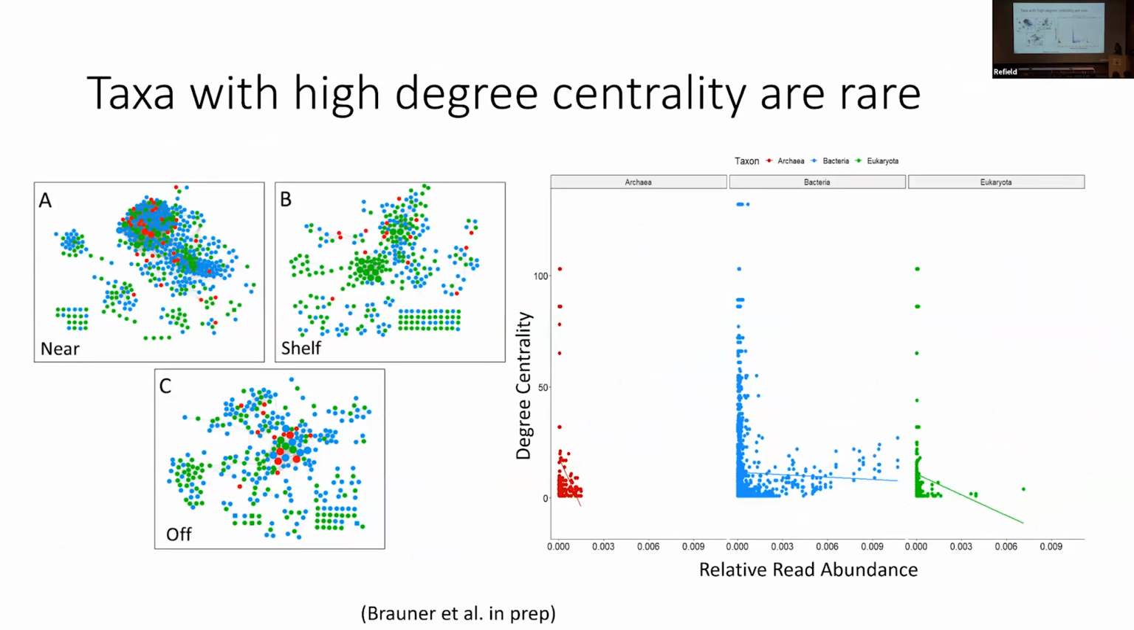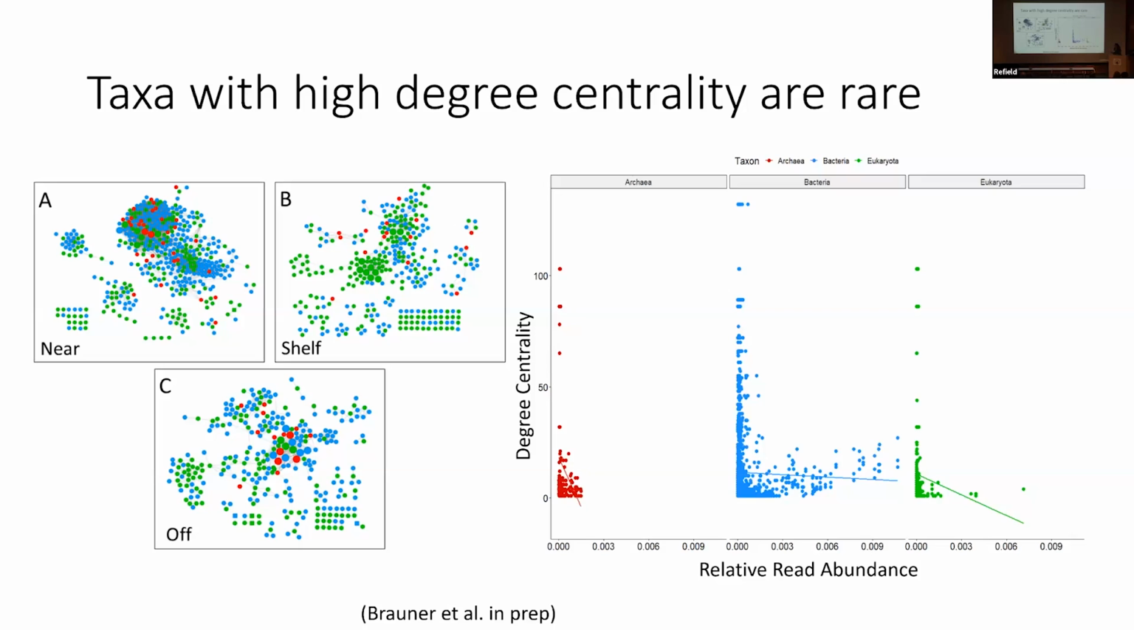One thing that we are just starting to look at as well is these taxa that have high degree centrality, which is basically a metric of how connected they are to other organisms in this interaction web. Those are also the taxa that tend to have relatively low read abundance. I'm showing here in red archaea, in blue bacteria, and in green eukaryotes.